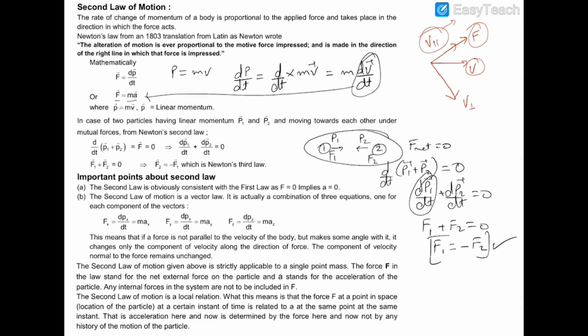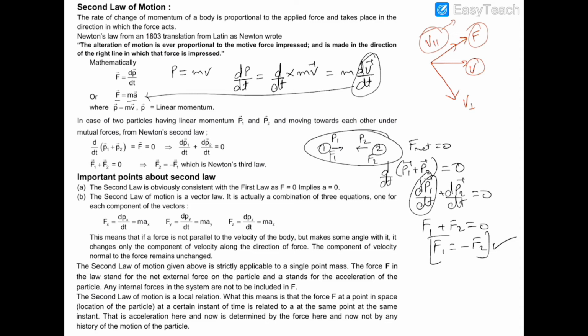Now this second law of motion which is given above is strictly applicable to a single point mass, which means when we are applying this law of motion, this F stands for the net external force which is acting on that particle, and a stands for the acceleration of that particle. Now any internal force of the system is not included in this force F.